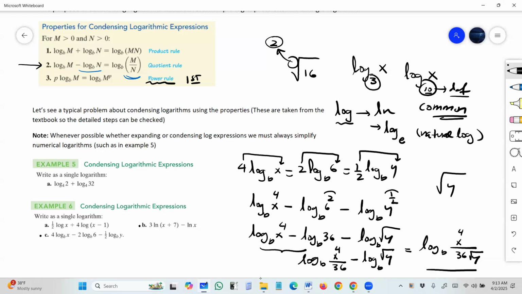All right, and this is my final answer. If you want, you can always put parentheses around here, but it's not necessary. So here's my final answer. Again, in condensing logs, I begin with multiple log expressions, and I end up with a single log expression, in this case x to the 4th over 36 square root of y. And this is the second part where we are condensing logs.